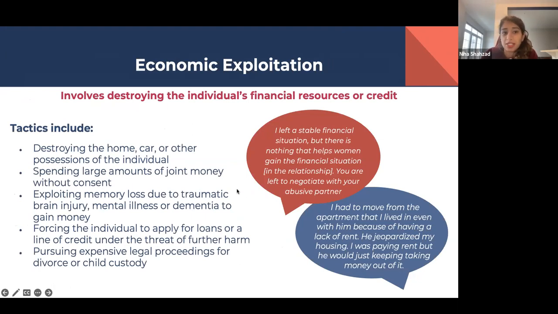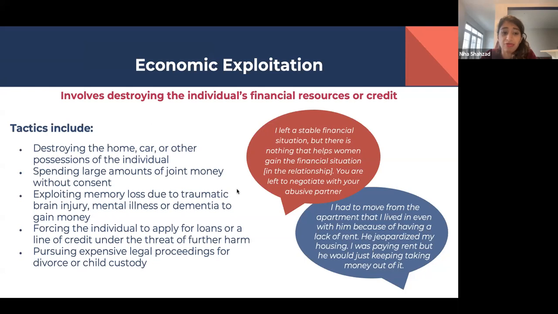So economic exploitation means that an abuser tries to destroy a person's financial or economic resources, right? That could mean physically destroying your property or your car or other possessions so that the victim might not be able to sell it to gain the money from it. Or just spending large amounts of money that may be sitting in a joint account. Abusers do this frequently, where they exploit memory loss due to maybe mental illness or traumatic brain injuries or dementia or anything like that to gain their money.